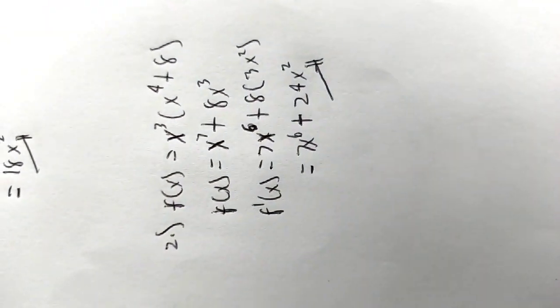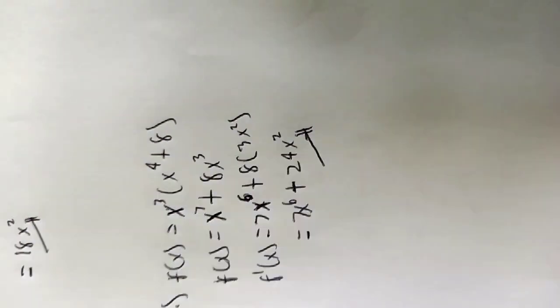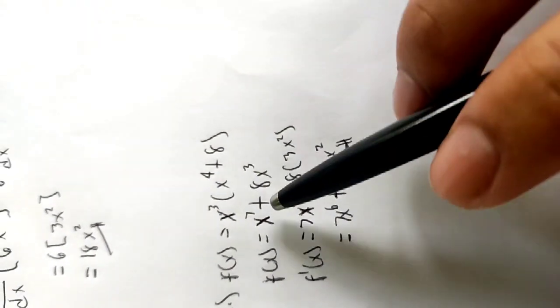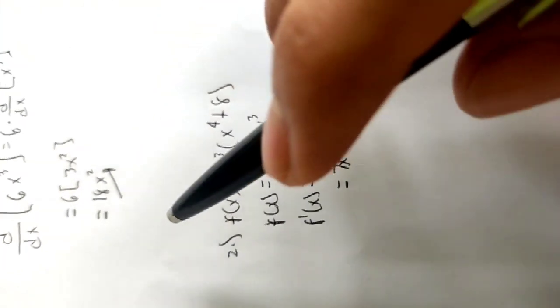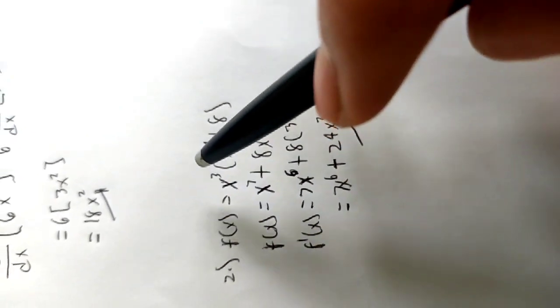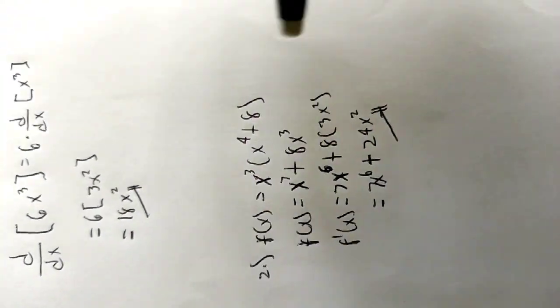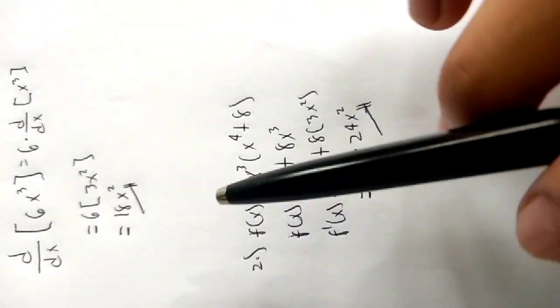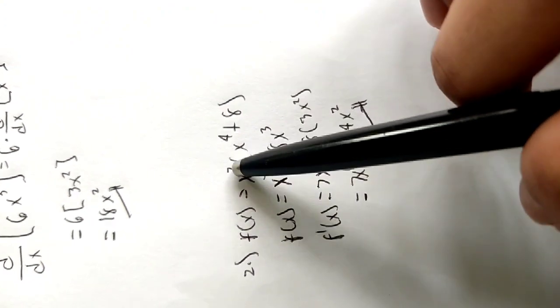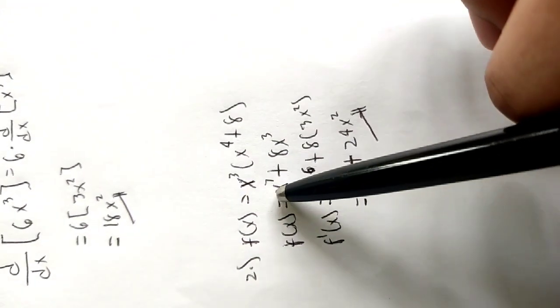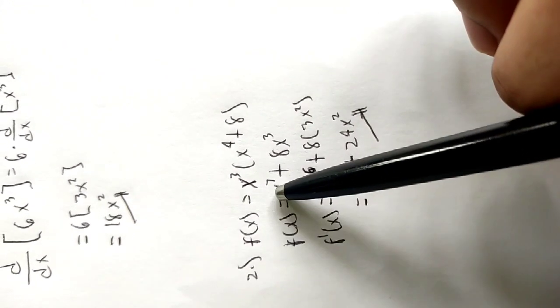So proceeding to our example number 2, as you can see, this is quite easy but it's tricky. f of x is equal to x cubed times x to the 4th plus 8. So how are we going to solve this? What we're going to do is distribute the x to the parentheses. So x times x cubed times x raised to the 4 would be x raised to 7. Why x raised to 7?